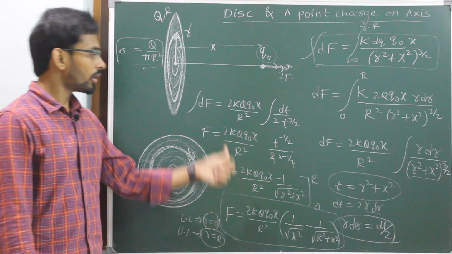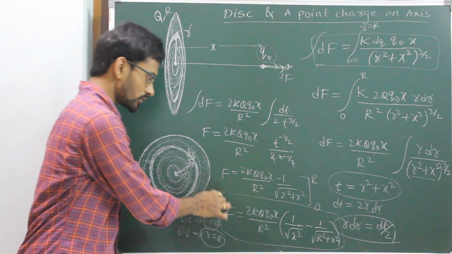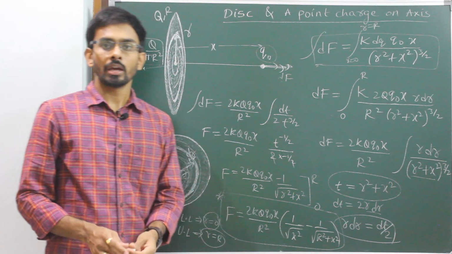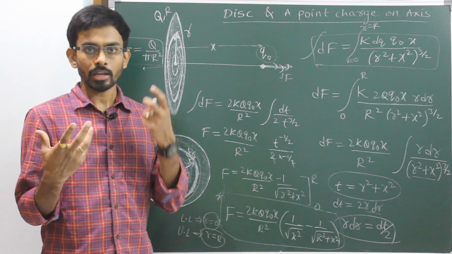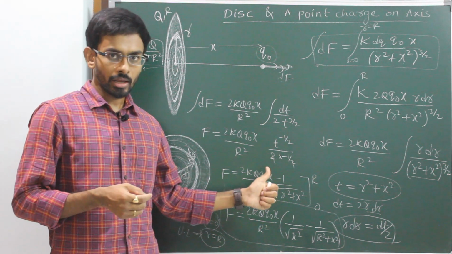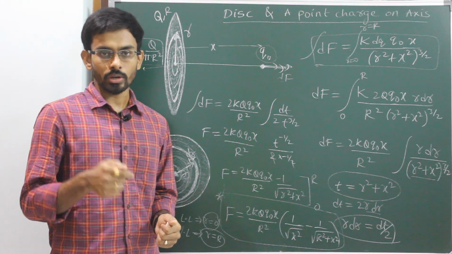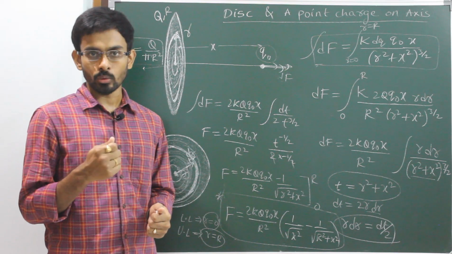This is the expression for the force of interaction between a disk and a point charge. So this is how to deal with a distributed charge and a point charge. Guys, try to understand the steps given properly, and if you have any doubt, please let us know in the comment section. I will try to reply as soon as possible.